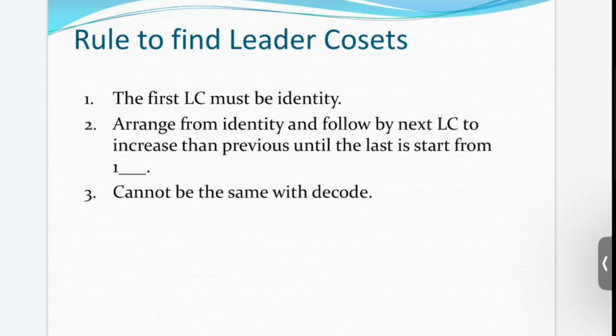First, the rules to find the coset leader. The first coset leader must be the identity, all zeros. Arrange from the identity, and each next leader must increase from the previous one, starting from weight 1, and it cannot be the same as a previous one. These are the rules to find the coset leader. But if the coset leader is already given in the question, then you have to use the given value.